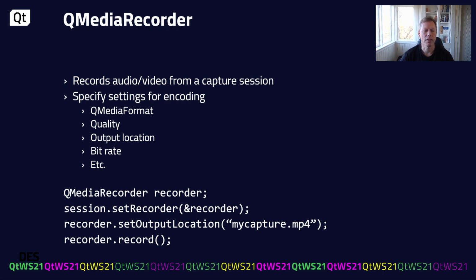That one basically governs file format and codecs. You can set the quality, the output location, bitrate, and so on. Here's also a small code example where you instantiate a MediaRecorder. You set that one as the recorder on the capture session. Set the output location to, for example, mycapture.mp4, and then you say record to start the recording.